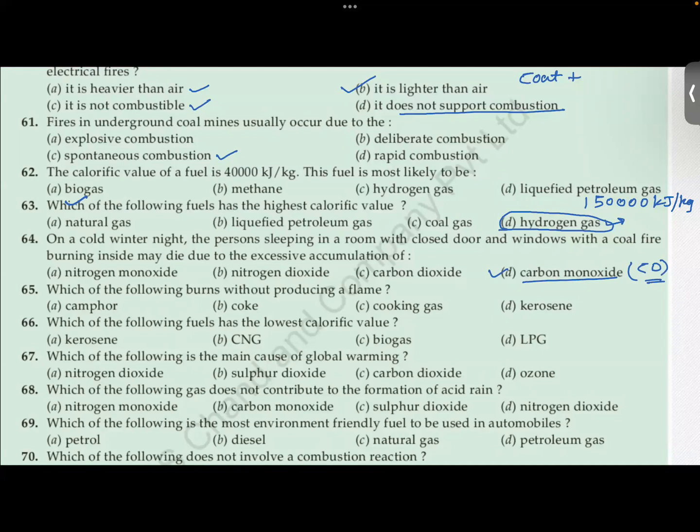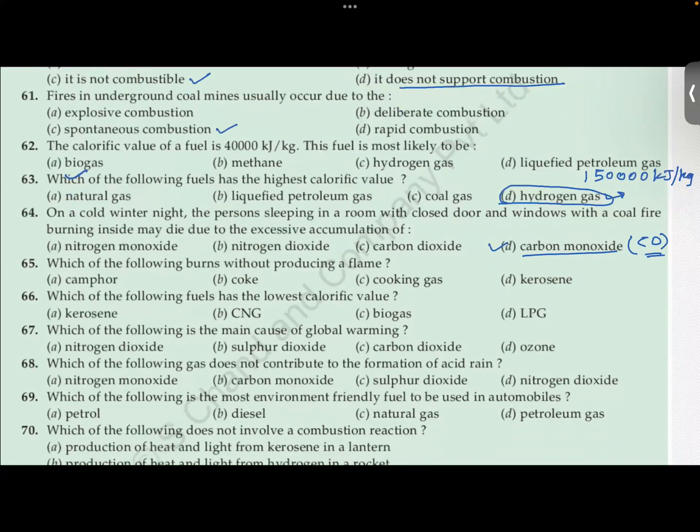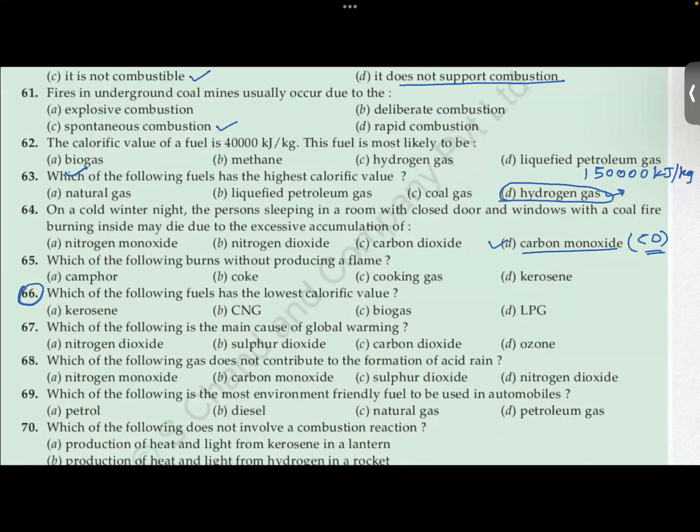Which of the following burns without producing a flame? That we will discuss when we talk about flame. See question number 66. Since this question concerns flame, and we haven't yet talked about flame, leave it then. But still the answer is going to be coke here. See next question.